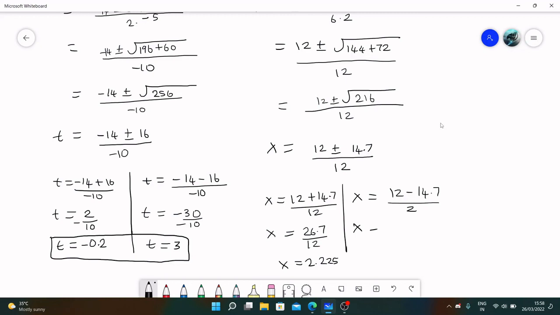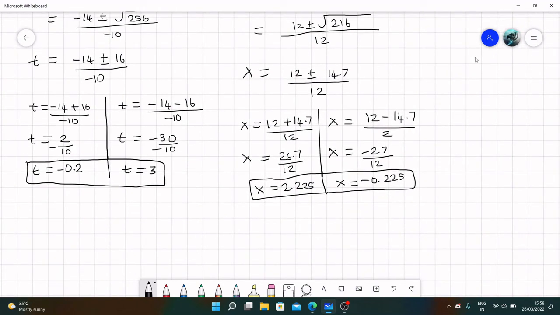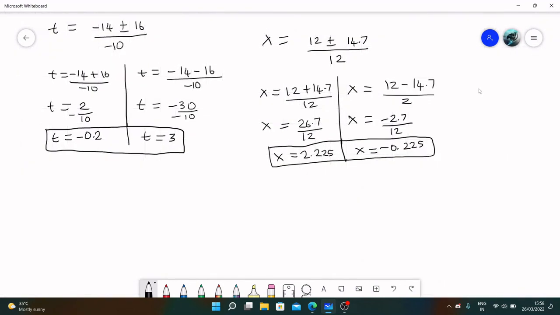And then you have the other x over here, so that is 12 minus 14.7, that's minus 2.7 by 12, and that will give you the x value as minus 0.225. These are the two possible x values you can have that will give you an output of 0 when substituted into the equation for x.